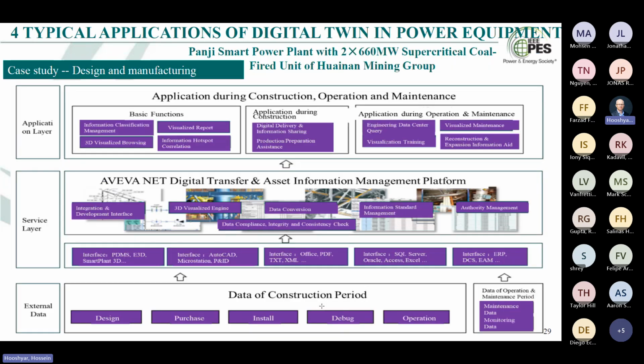Here is the one used for a mining company. They developed a two 660 megawatt supercritical coal-fired unit. When they designed and developed this power plant, they used digital twin from the beginning to the commissioning. So here is the way for data connection to the service layer and application layer: when you develop at this stage, whatever material you need to prepare in the field will automatically be shared in the virtual area.